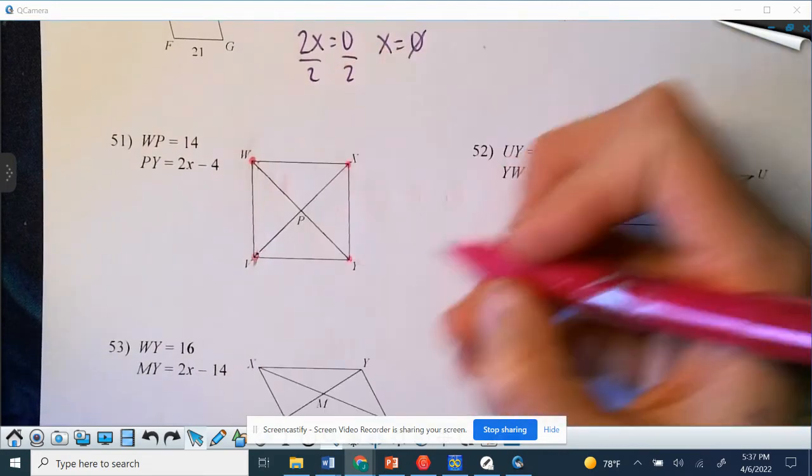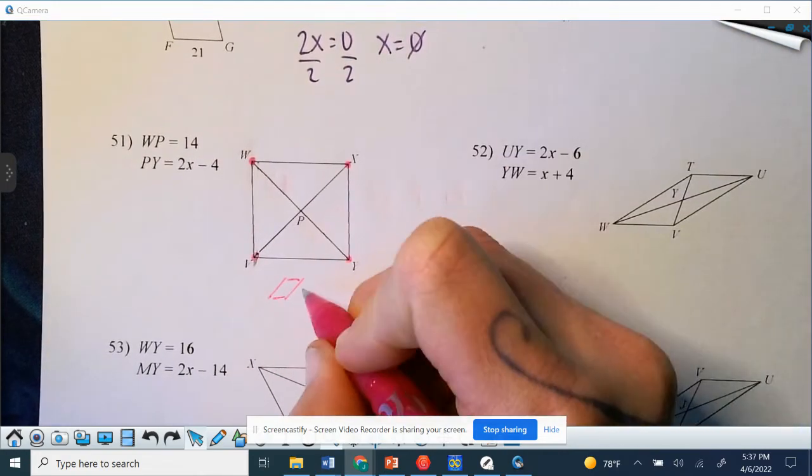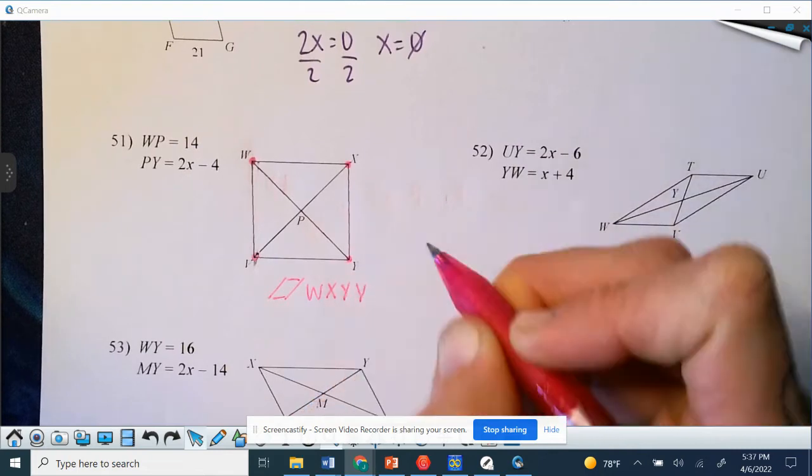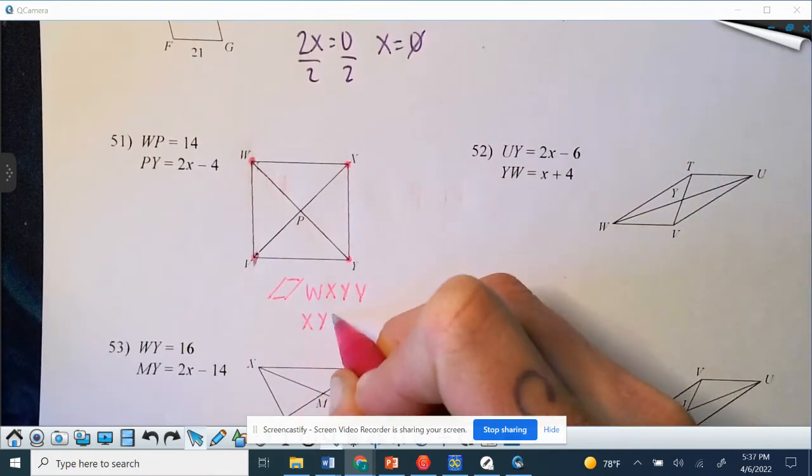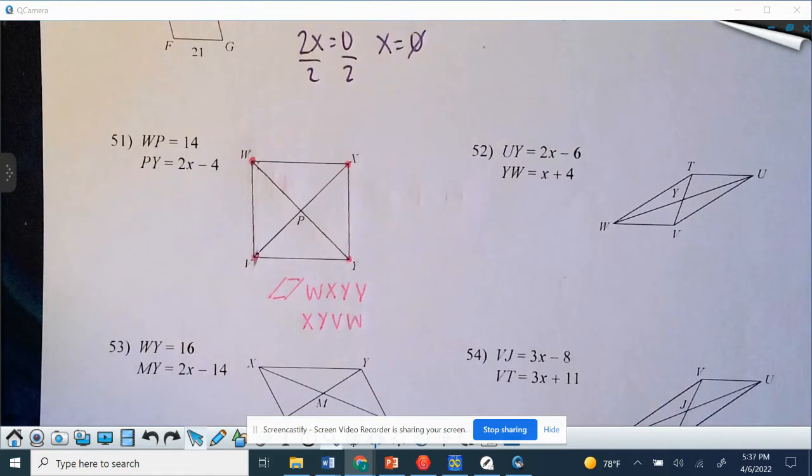So this would be parallelogram WXYV. And you can start at X and call it XYVW. Where you start doesn't matter, just as long as you're following all the way around the outside. And you're just going to need to draw your version of that picture and label.